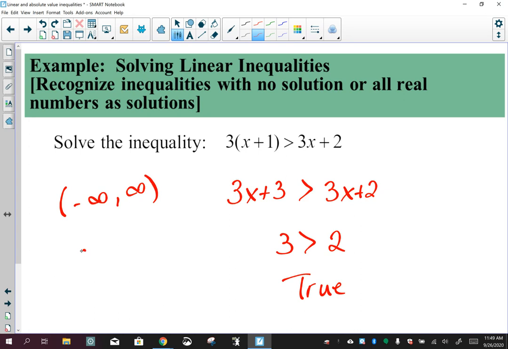If I'm looking at set builder notation, I can either write in the words or I can say x is all real numbers. However you want to do it, either one will represent what you're saying here. So if my variables canceled out and this became a true statement, it's all real numbers.